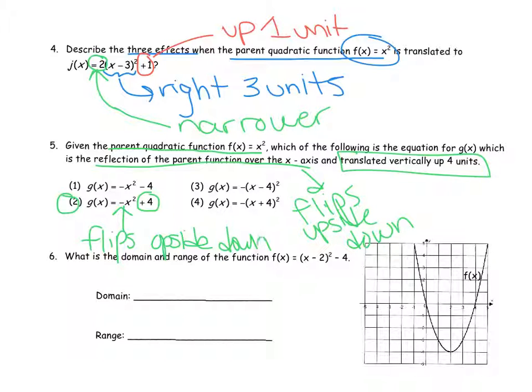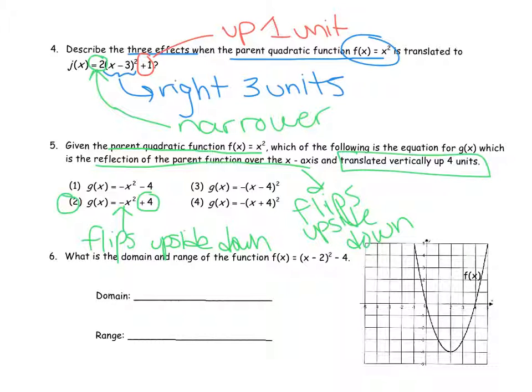Okay? Again, because of that plus 4 for the translation vertically up 4 units, it has to be outside of the parentheses. Answer choices 3 and 4 are talking about a shift to the right, and then answer choice 4 is talking about a shift to the left. Answer choice 1 is talking about shifting down 4 units, so be careful of the differences.